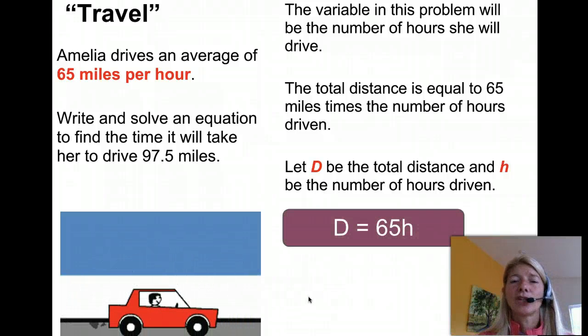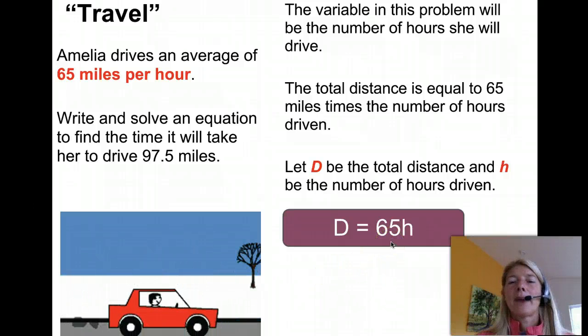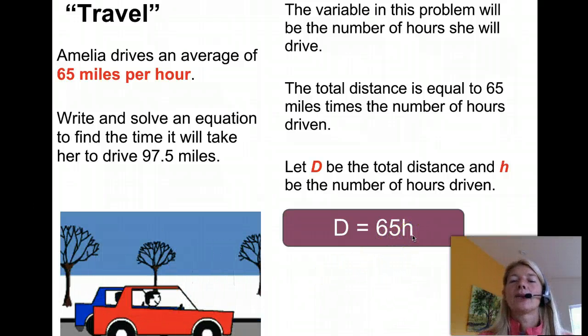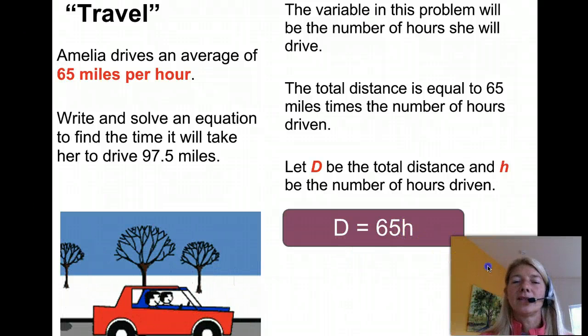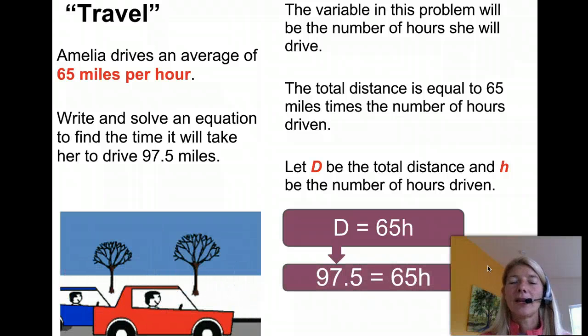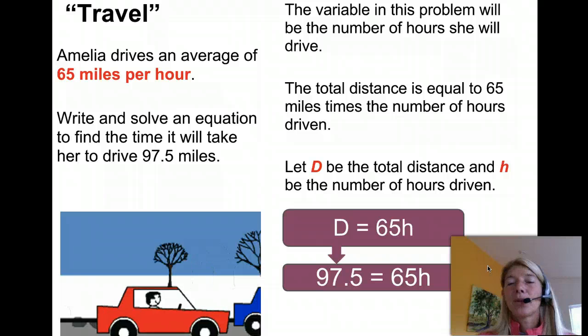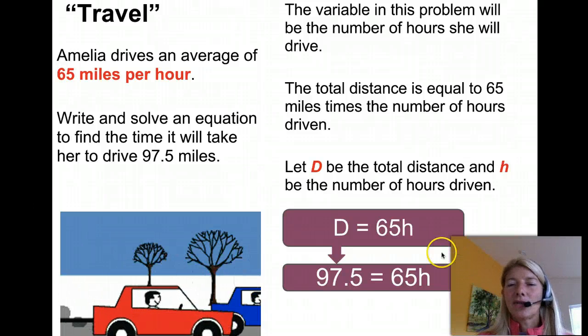So here's our equation. Our total distance is equal to 65 miles per hour, okay? And we are trying to find the hours. We know the total distance. The total distance was given to us as 97.5 miles. If we plug that in, we have an equation, and it will be very simple to solve. We need to solve for h, our hours.